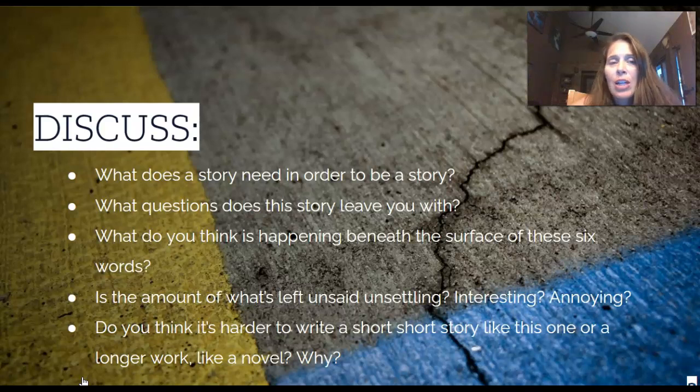So let's go back to the beginning. What does a story need in order to be a story? Well, what do you think? I'm thinking something like a storyline. Something has to happen in order for it to be a story. Did something happen? I think something did happen in this story. It just didn't tell us. It left it for us to infer.